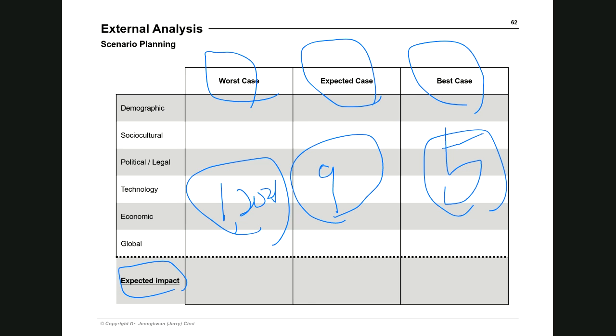Okay, let's go to the internal analysis. Okay, good. So today we will go to this. Today and after tomorrow, we will go to this.